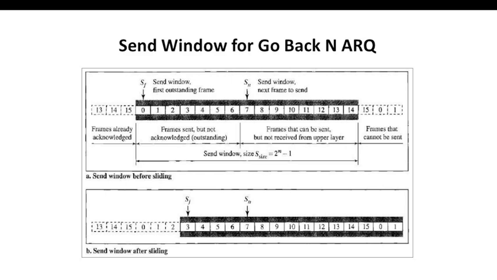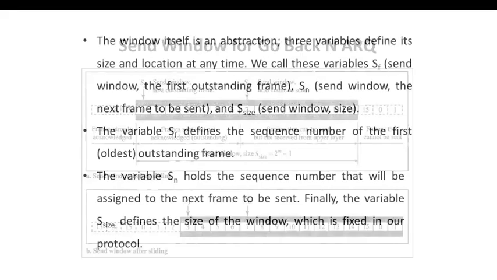And the third region is frames that can be sent but not received from the upper layer. And the fourth region is frames that cannot be sent. That is, the first one is the send window before sliding. After sliding, the window will be like this.